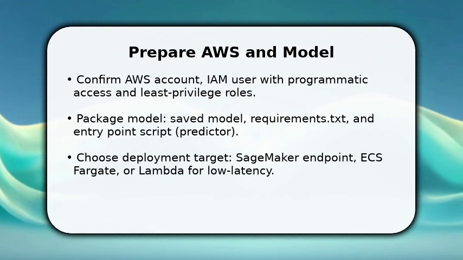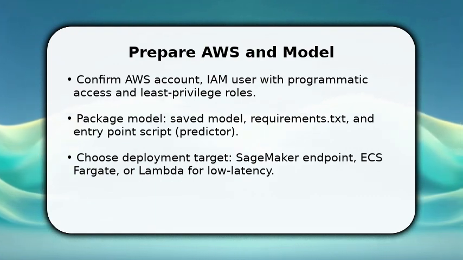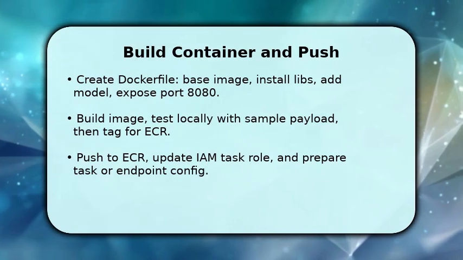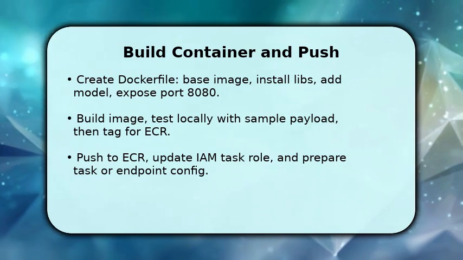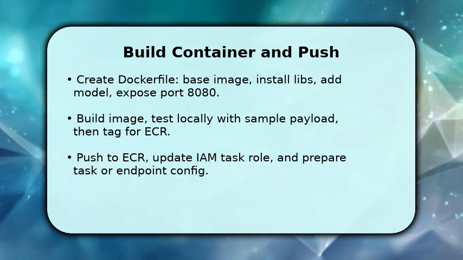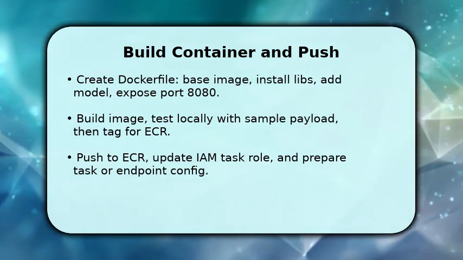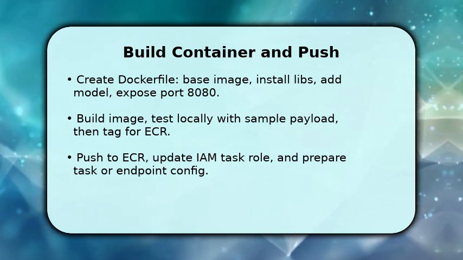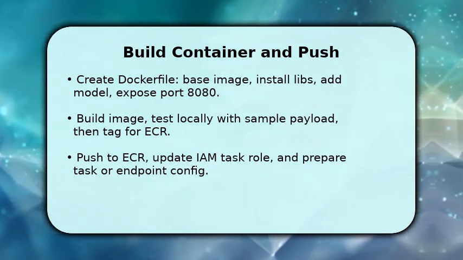Now you build and validate the runtime. Author a Dockerfile using a stable Python base, install dependencies, copy model files, and expose the inference port. Build the image locally and run quick integration tests with known inputs to catch runtime issues.